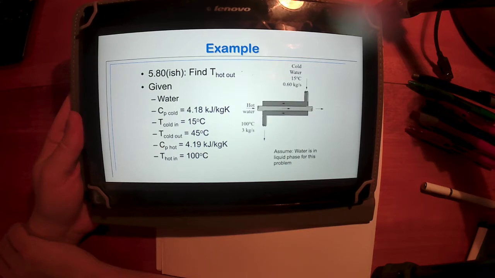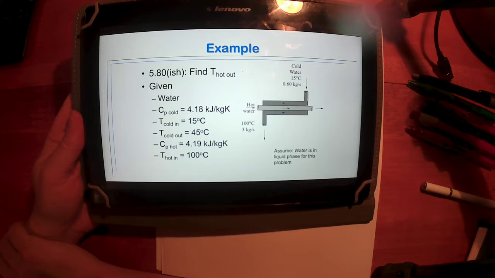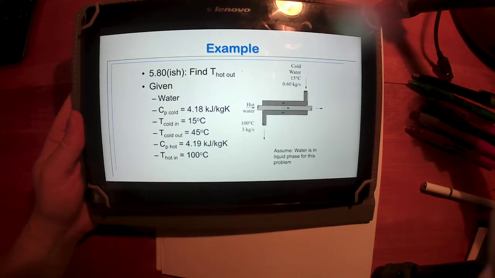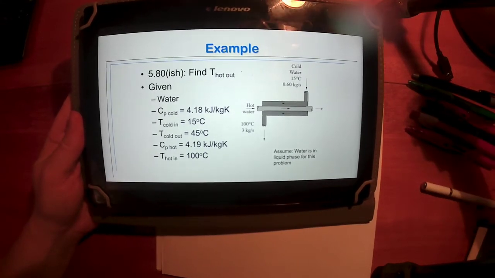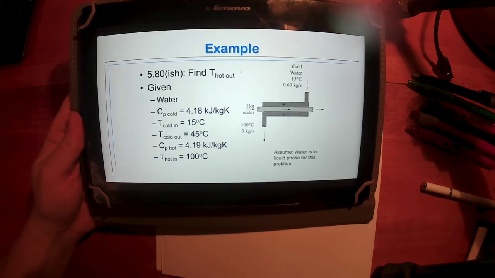There's a bunch of adjectives there. When you read one of these problem statements, like I said, it's going to say something like a thin-walled, double-pipe, counterflow heat exchanger. What does that mean? Well, that just means adjective, adjective, adjective. Heat exchanger is really all it means.